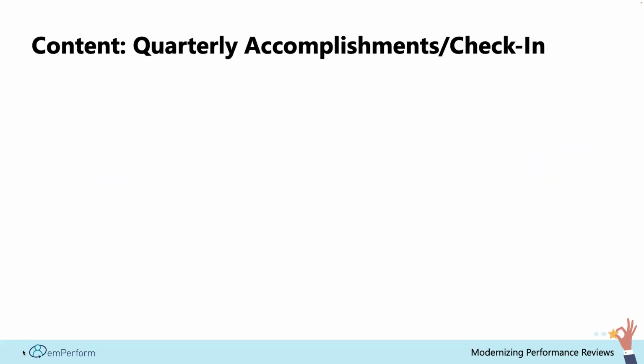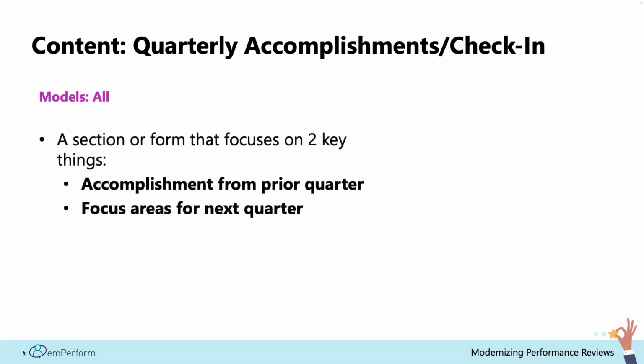That's the key takeaway. The obvious next one is the quarterly accomplishments or check-ins section, which applies, we think, in all models. And this is a section within emPerform that really tries to deal with 2 things. One is, what are the accomplishments from the prior quarter? And what are the focus areas for the next quarter? Very straightforward. In an annual review process, at least quarterly, we're going to sit down and say, what did we accomplish over the last quarter?